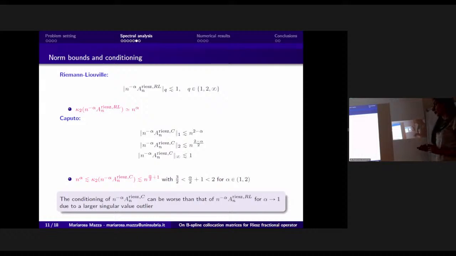In case of Caputo matrices, what we can say is that the conditioning can be greater than n to the alpha and can be up to n divided by 2 plus 1, which means that at the end of the day, the conditioning for the Caputo matrices can be worse than that for the Riemann-Liouville ones, especially when alpha tends to 1. And this is due, this we know, to a larger singular value outlier.